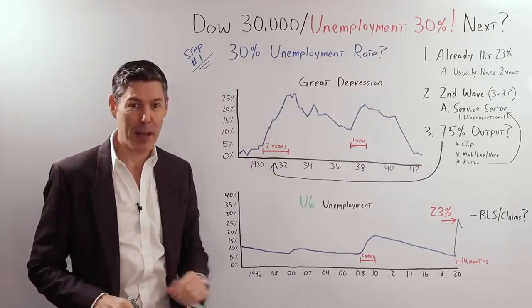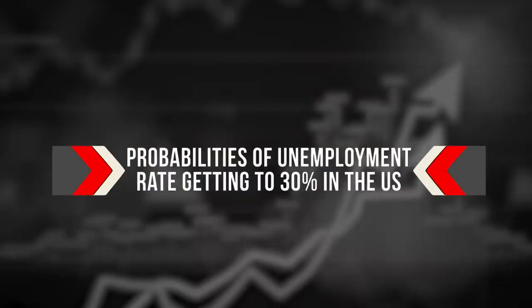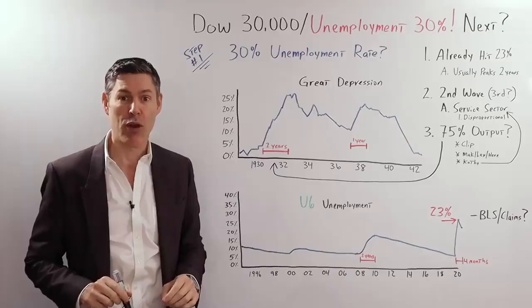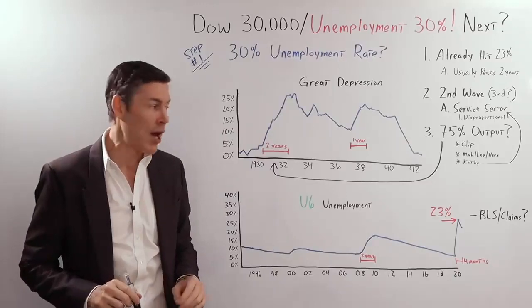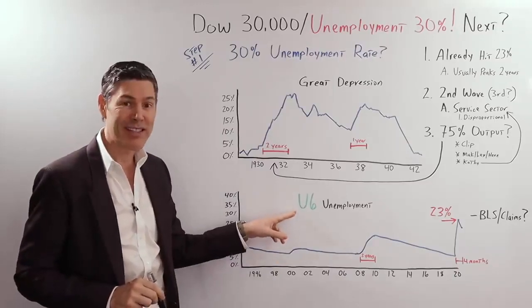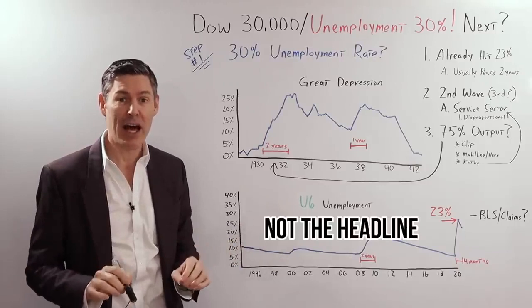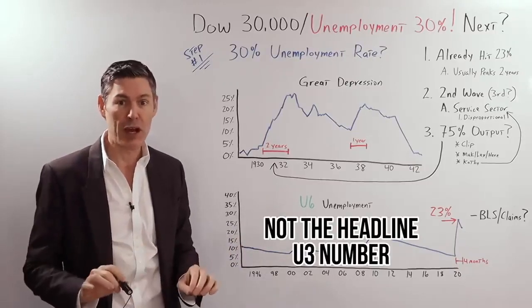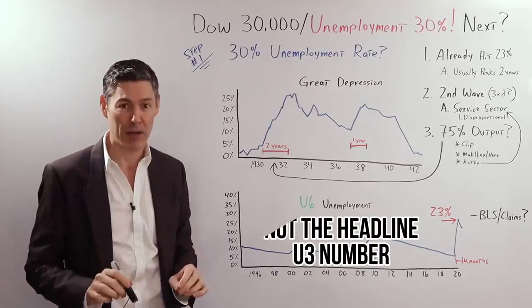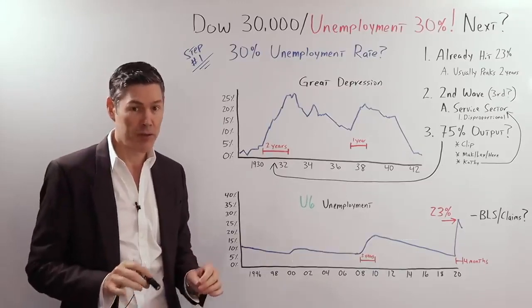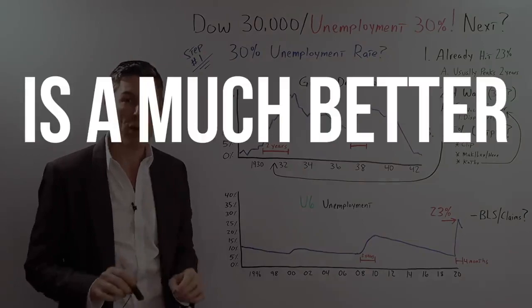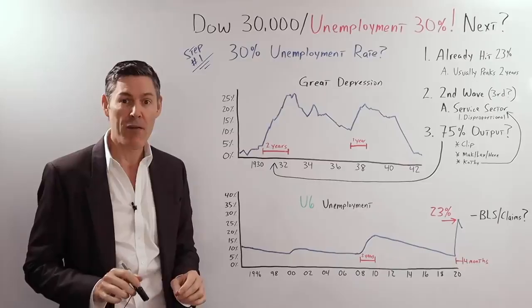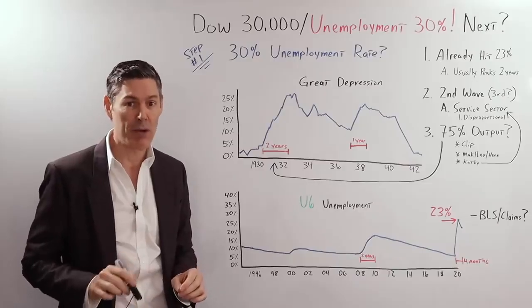Simple, fast steps. Step number one, let's go over the probabilities of the unemployment rate getting to 30% in the United States. And when I'm talking about the unemployment rate, I'm referring to the U6 number, not the headline U3 number. You guys know from watching my videos, the U3 number is totally bogus. And the U6 number, although it's not perfect, is a much better representation of how many people are actually unemployed in the economy.